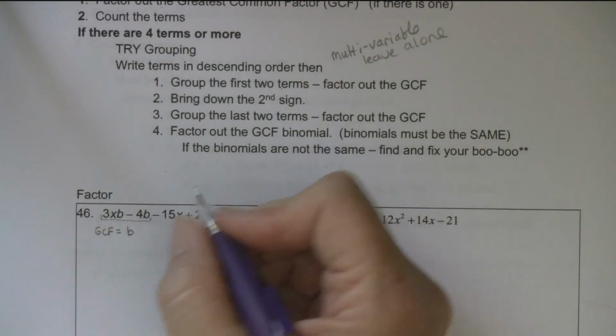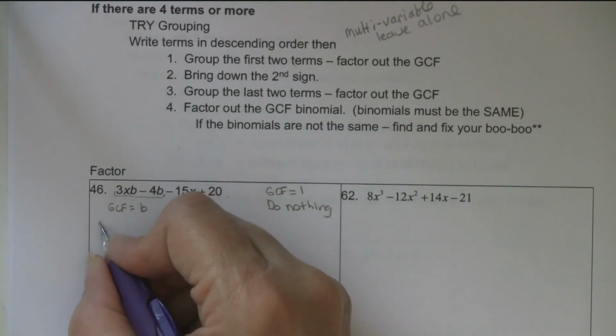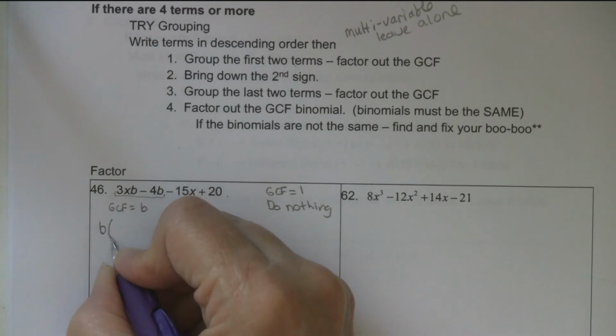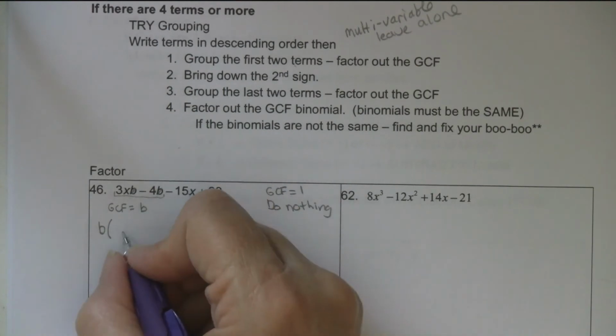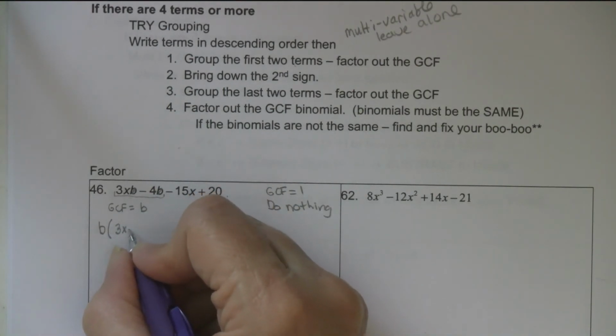So what you do with what they have in common, this is my thoughts, is you put it in the front. B times, and then you can peel it off, right? So get a b off of this one and get a b off of this one. So this tells us 3x minus 4.